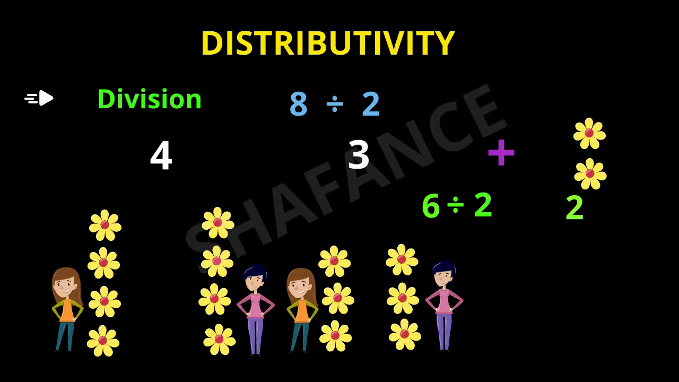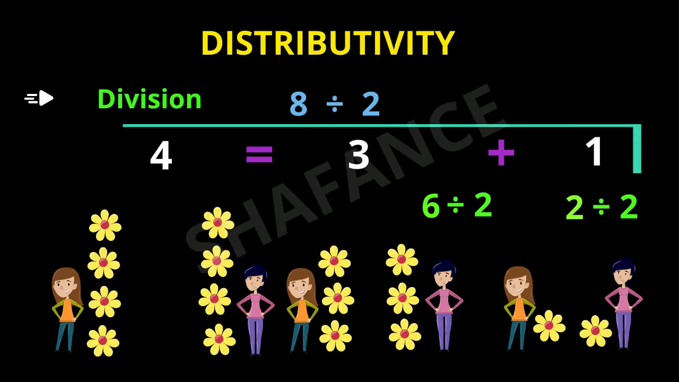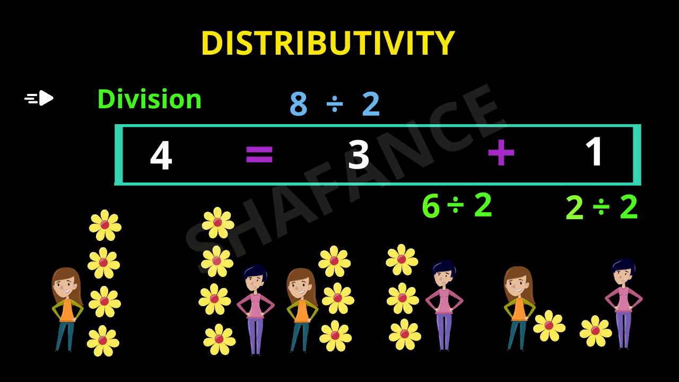And now we have 2 more flowers. Let us also divide these 2 flowers among the 2 girls. And each of the girls would get 1 flower. So the result of this division, 2 divided by 2, is 1. So we can see that the result is again the same. Initially we got answer 4 and then we split the 8 flowers into two parts, that is 6 and 2. So again our answer was 4. 3 plus 1, that is we got 4.